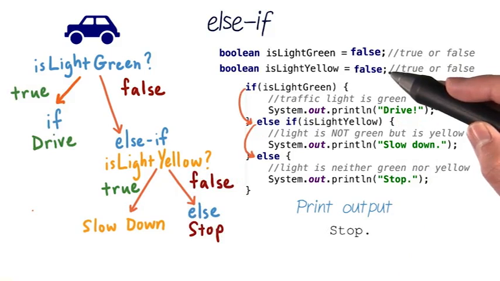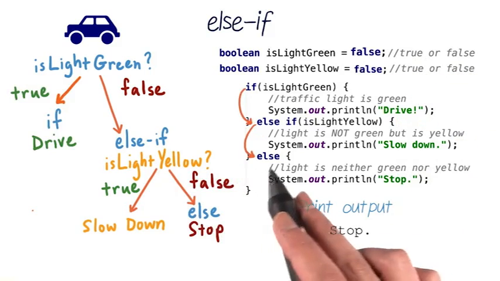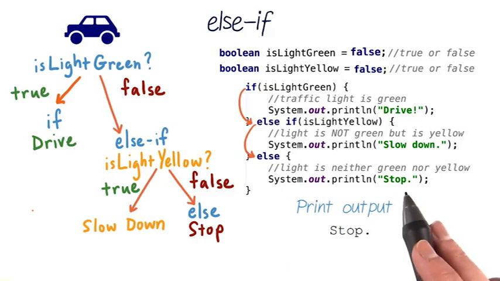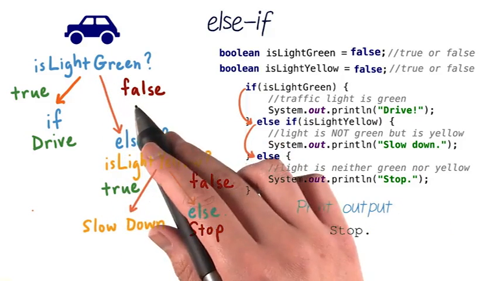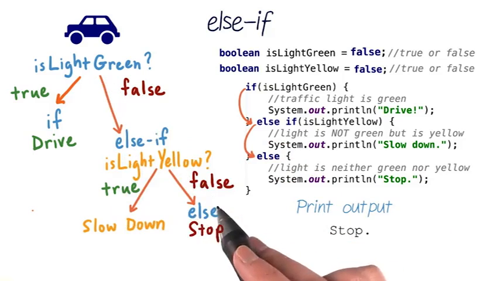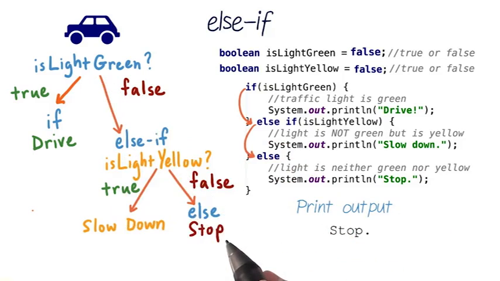Only if both of these light conditions are false will our computer reach our else statement and print out stop. So if isLightGreen is false and isLightYellow is false, that's the only time that we reach our else statement. Let's see some more examples of how to use else ifs for decision making.